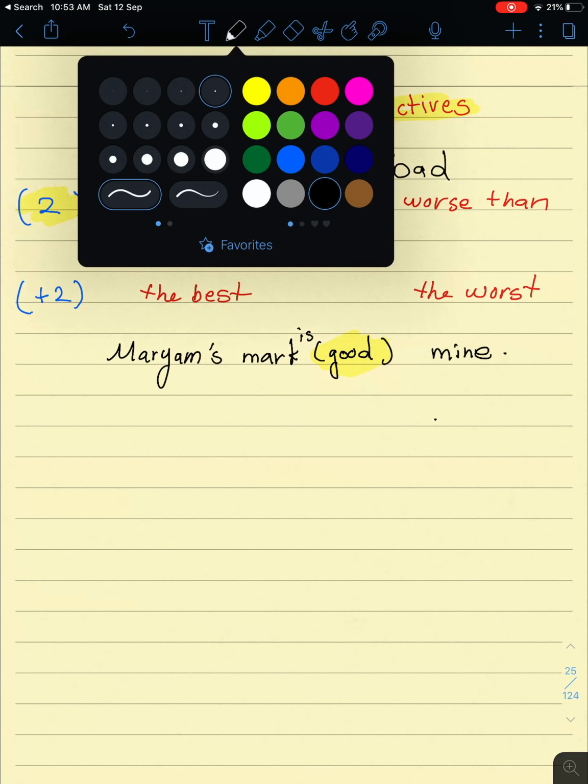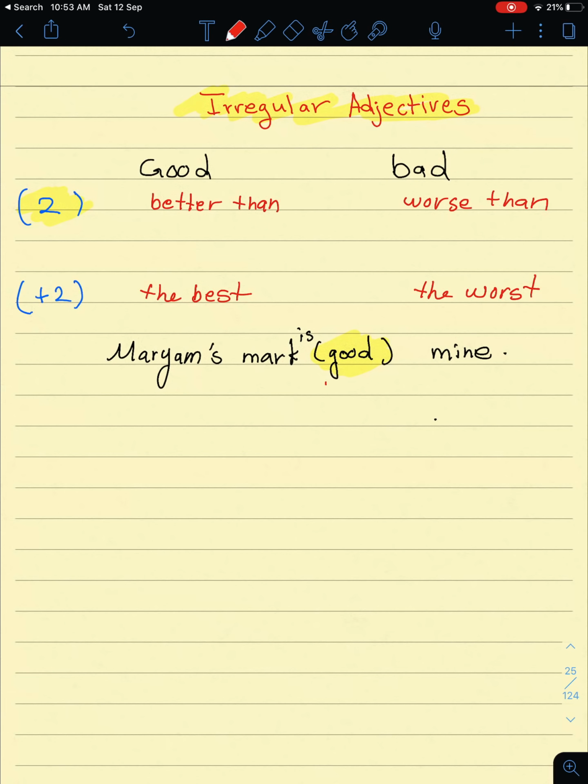So I'm gonna just change it. It will be شو بتصير؟ Yes, is better than. If I say bad, worse than. خلاص واضح؟ So it's gonna be Miriam's mark is better than mine. I'm gonna write it so you won't be confused. Miriam's mark is better than mine. Okay, so this is the irregular adjective when it comes to comparative adjective.